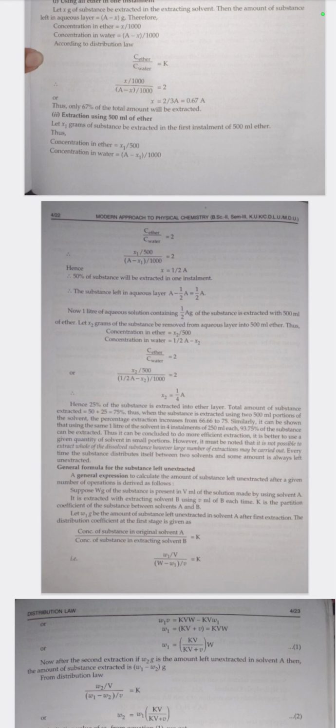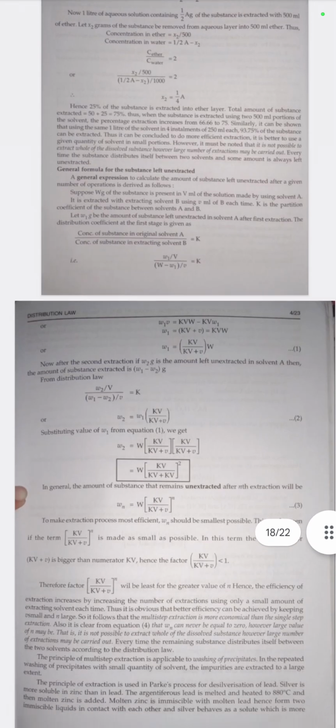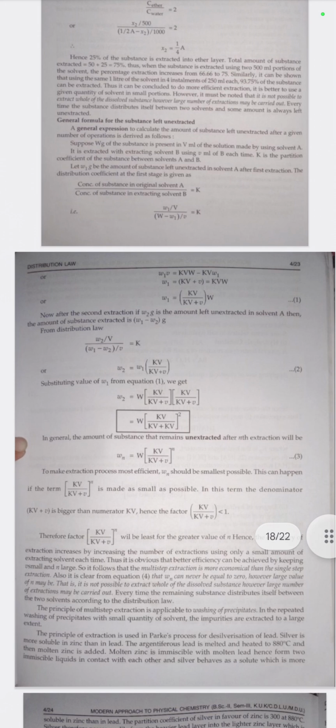W1 by V upon W minus W1 by V is equal to K, or W1 is equal to KV by KV plus V multiplied by W. Now after the second extraction, if W2 g is the amount left unextracted in solvent A, then the amount of substance extracted is W1 minus W2 g. From the distribution law, W2 by V upon W1 minus W2 by V is equal to K, or W2 is equal to W1 multiplied by KV by KV plus V.